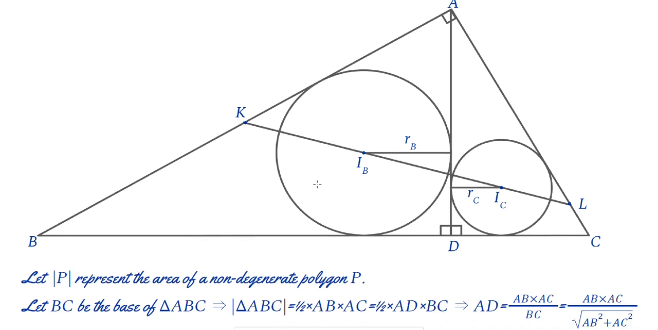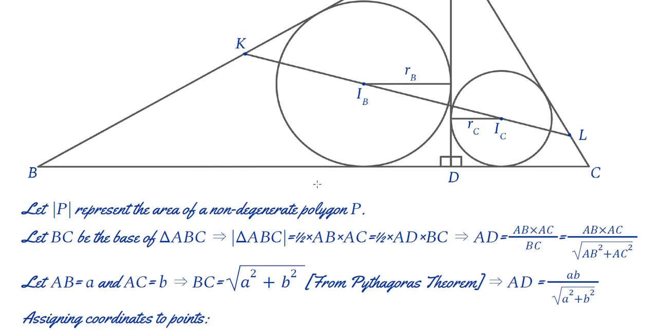So first we'll be writing some representations or some symbols here. So mod P represents the area of a non-degenerate triangle, or polygon P, although we'll be using it for triangles here. And BC is the base of ABC. We'll be doing this to make it easier.